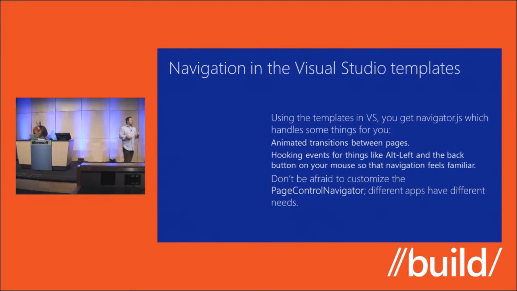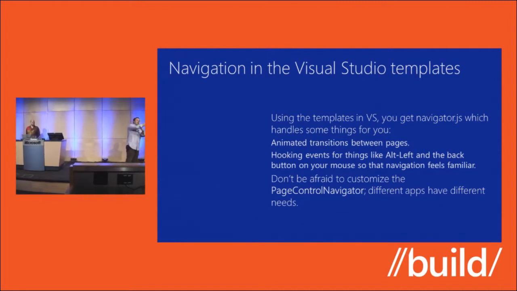One of the things it handles for you is animated transitions between pages, so when one page comes in, it does an enter page animation using the PVL animations that we ship in the WinJS library. Another thing it does is it hooks events like Alt-Left and the back button on your mouse so that when the user is navigating through your app, they have a familiar experience that you would expect in a world with navigation.